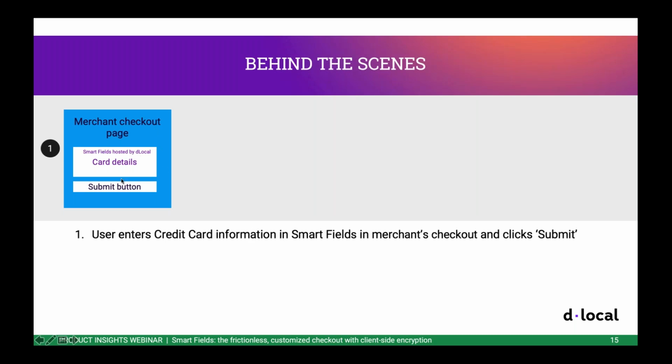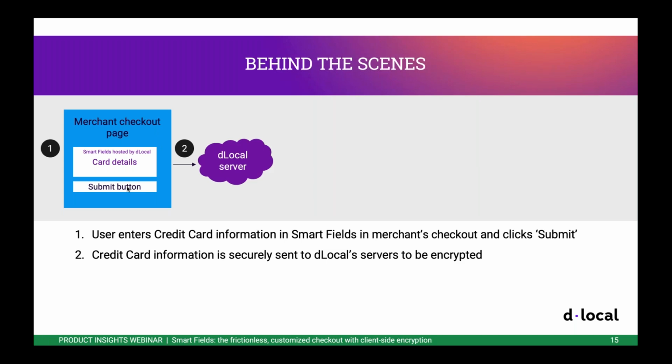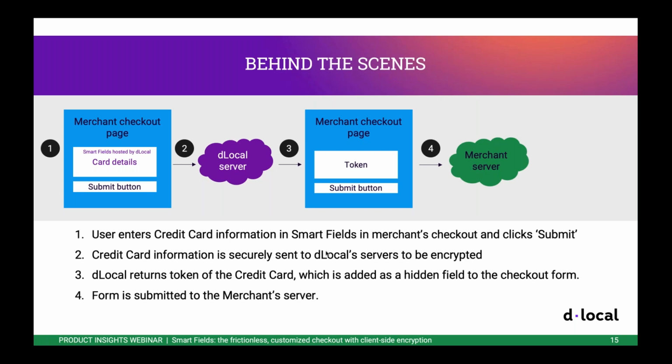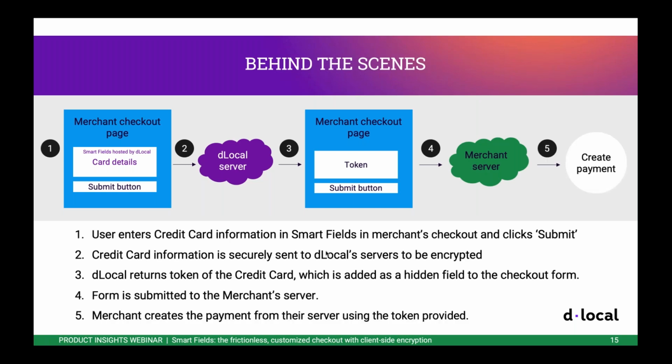So what happens is that the user is gonna enter their credit card information and they're gonna click on submit. As soon as they do, that sensitive information is gonna be sent directly to the local server. This means that you as a merchant, you will never have access to that sensitive information. The local server processes that information and returns a token to the form as a hidden field. And once you have that, you just send that token right to your servers. And once you have it secure in your servers, you can go ahead and make the payment.